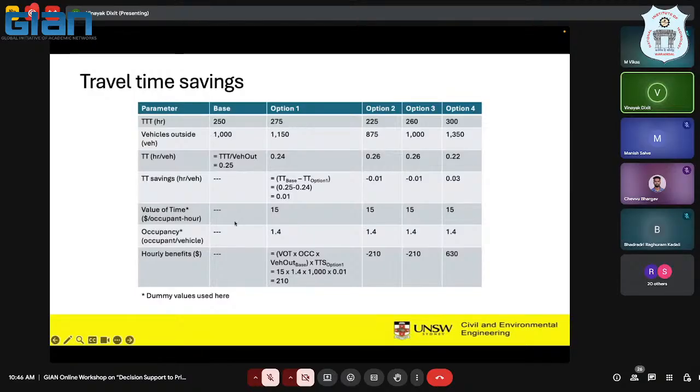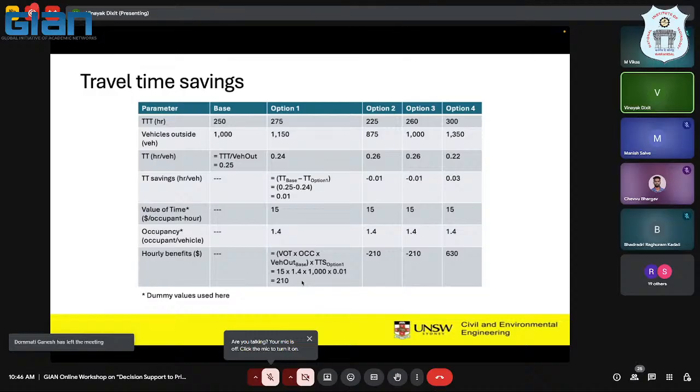So this is our example. The total travel time in hours, that's the number of vehicles multiplied by their travel time, is 250, right? So the average travel time is 250 divided by 1000, which is 0.25, which is basically 15 minutes. This is the current situation, so the concept of travel time savings and vehicle value of time doesn't make sense right now.